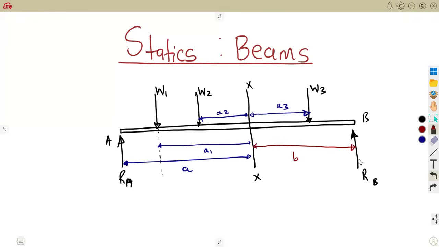Okay, from B. So let's say we've got a beam, and this is what we are given. And we want to determine the shearing force and the bending moment at section XX, this one, at this section. How can we calculate?